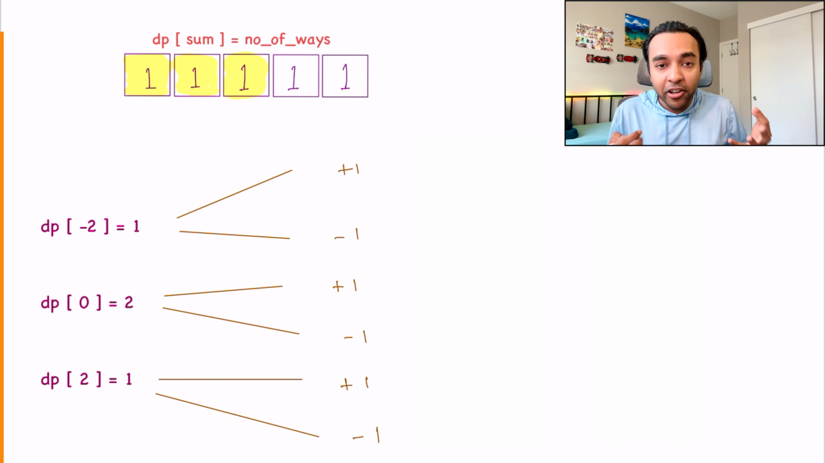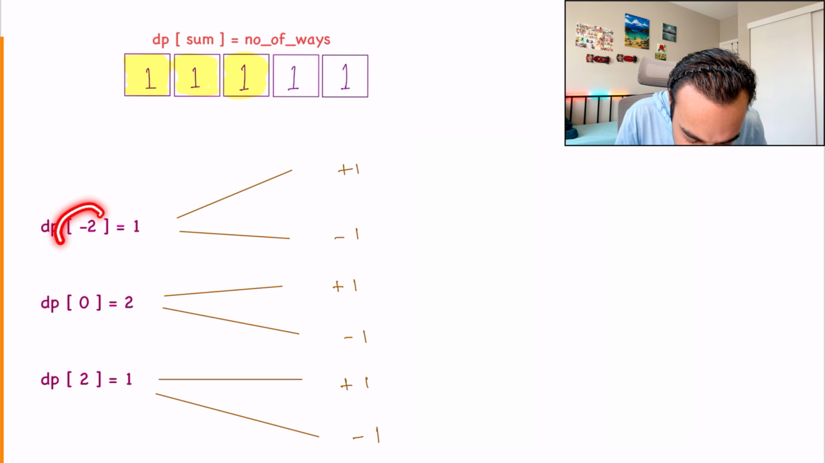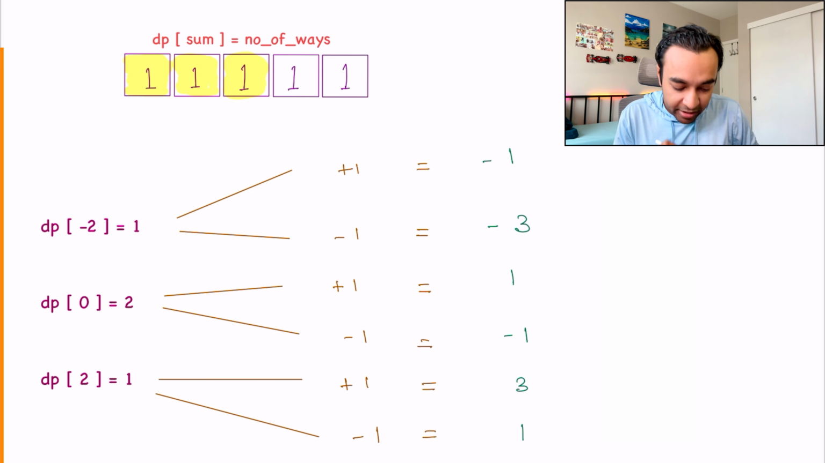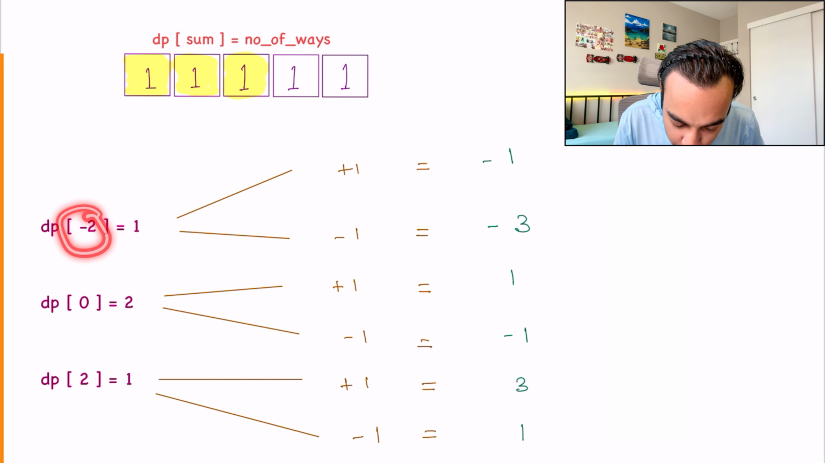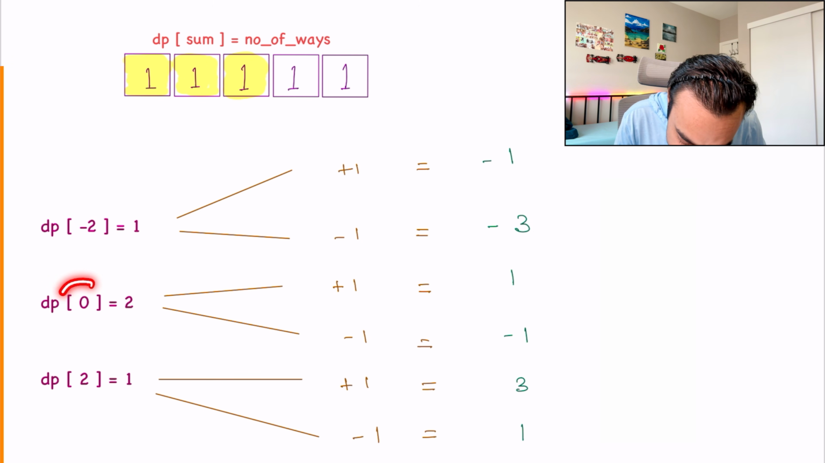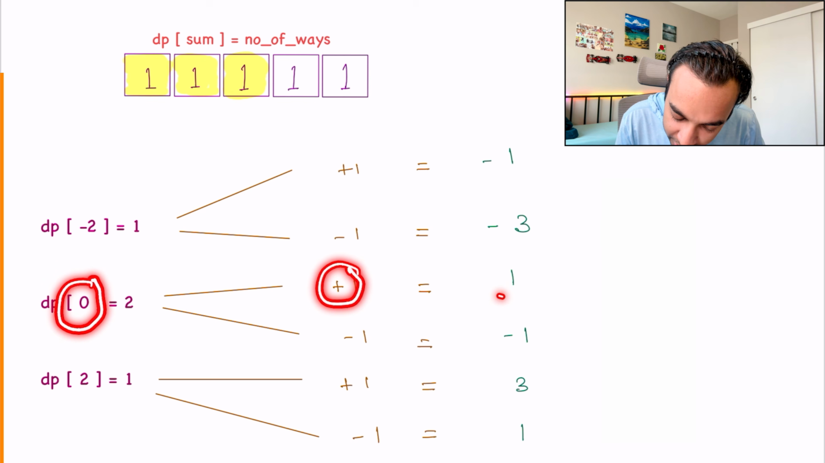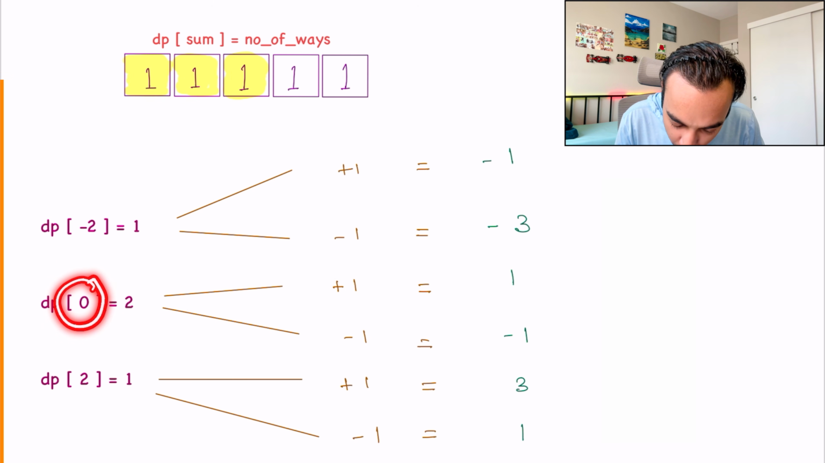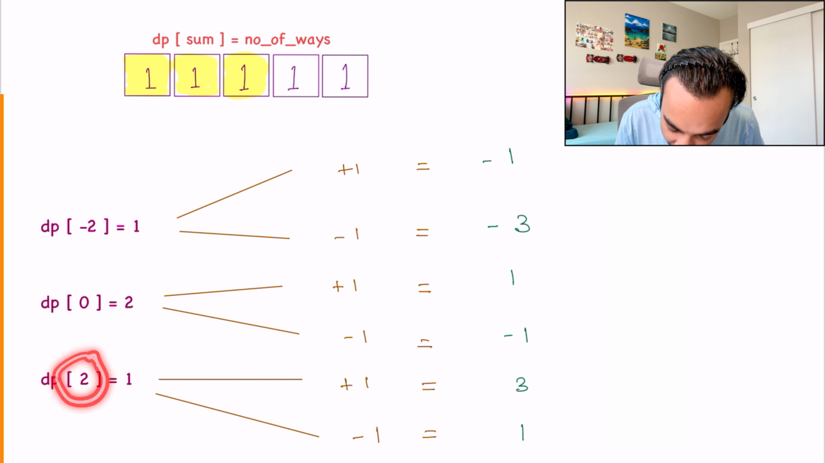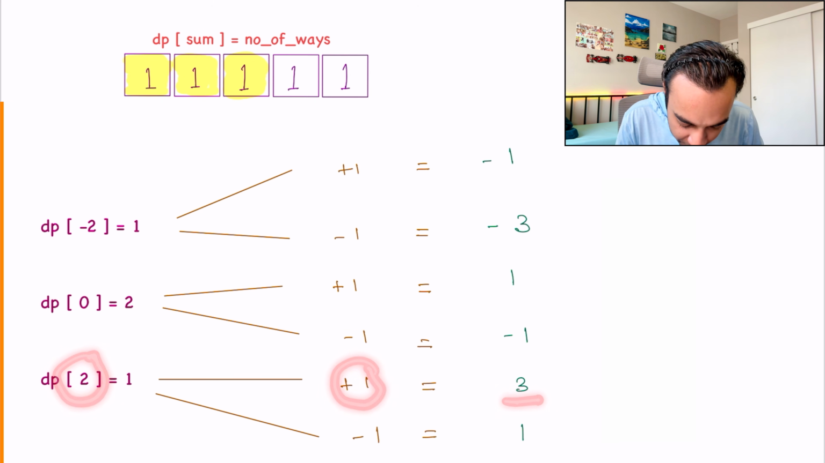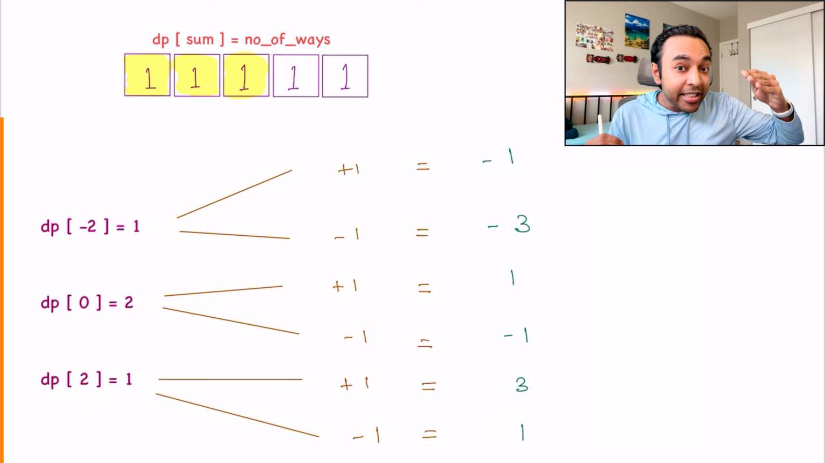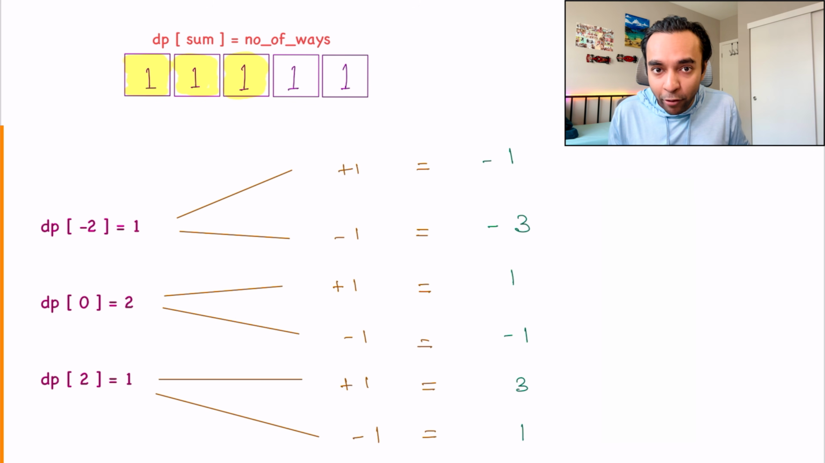So now what will be the new sums possible? If the sum was minus 2 and I pick a plus 1, then the new sum becomes minus 1. If the sum was minus 2 and I pick a minus 1, then the sum becomes minus 3. If the sum was 0 and I pick a plus 1, the sum becomes 1. If the sum was 0, I pick a minus 1, then the sum becomes minus 1. If the sum was 2 and I pick a plus 1, then I get a 3. If the sum was 2, I pick a minus 1, then I get a 1. So these are all the new sums that I have obtained.